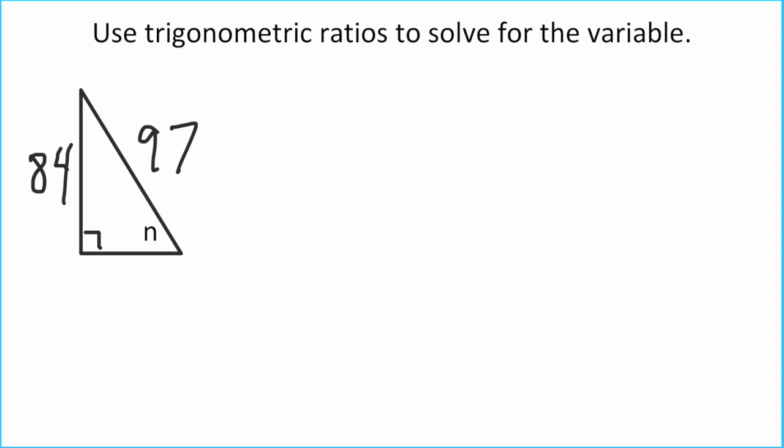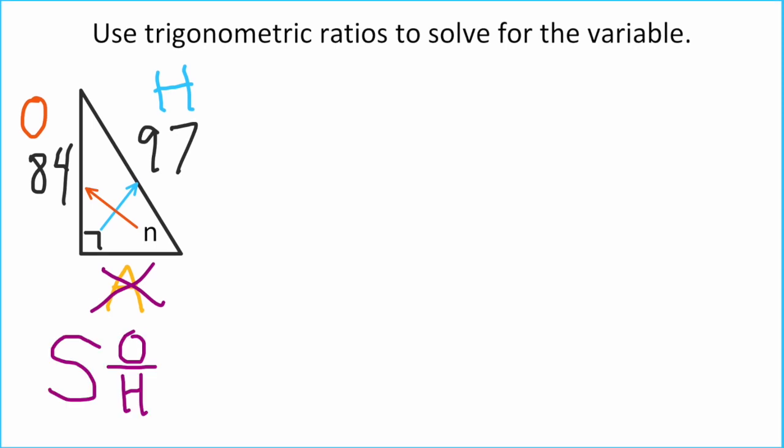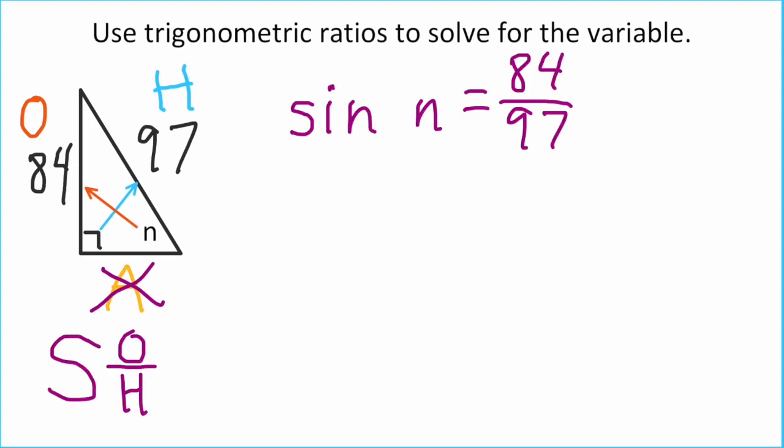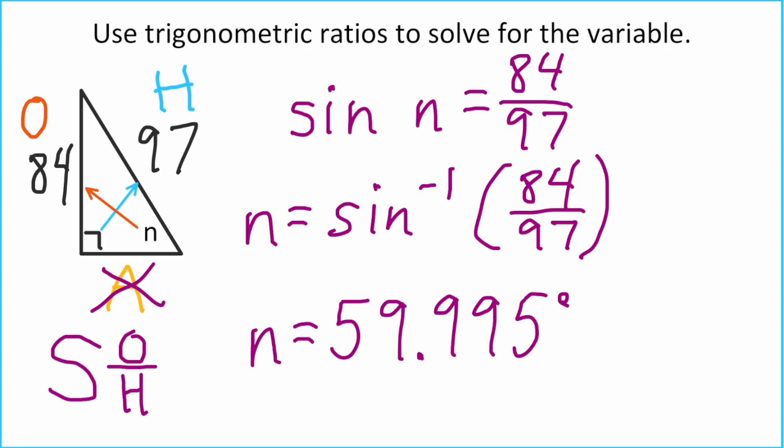Last problem. The hypotenuse is the 97. Across from the N is your opposite side with the 84, leaving the adjacent on the bottom. We can cross out the adjacent. This time we have O and H, so that is SOH. We're going to use sine of N equals 84 over 97. So N is the inverse sine of 84/97. And on the calculator, you should get 59.995 degrees.